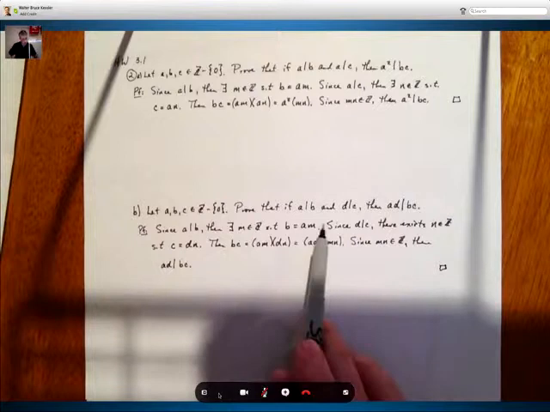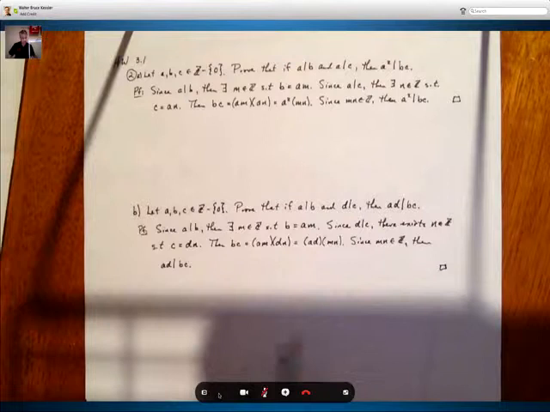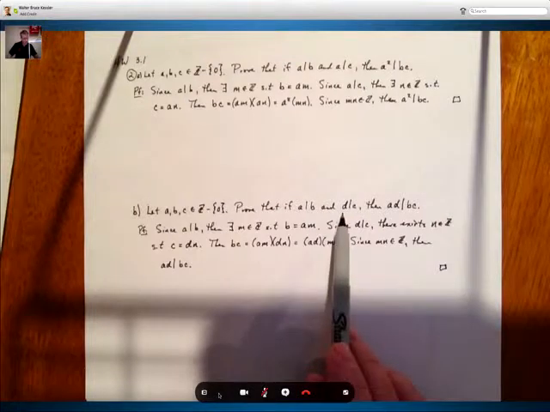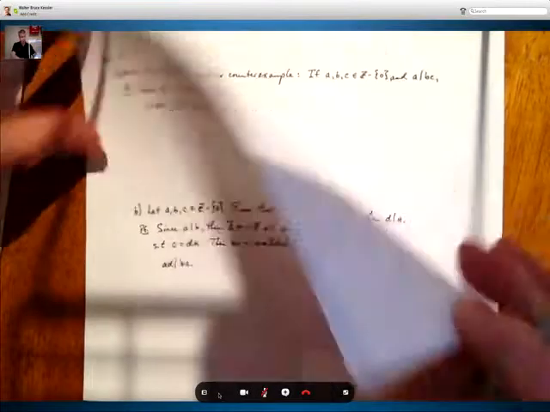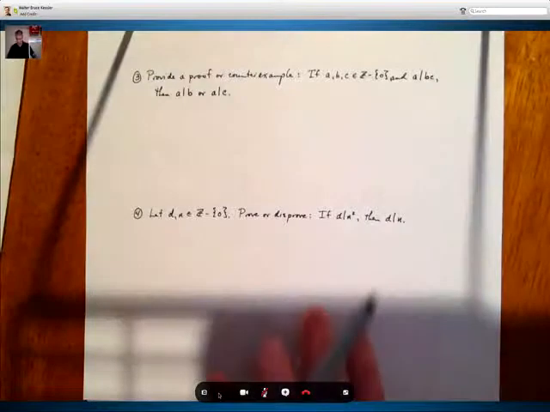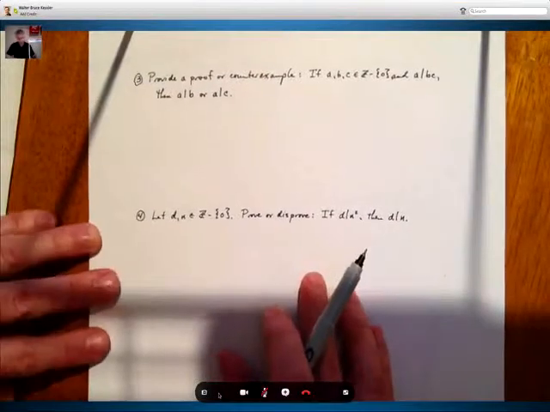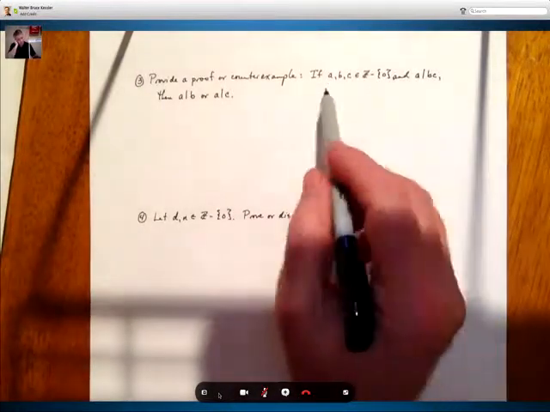Actually, if you think about it, if we had this proof in place first, I could have proved this one using this one, right? Let d be a. I got it. That's it. It's done. So, okay. There's the first couple parts of 2, and I think 2 just had those 2 parts, so we're good there. 3 says provide a proof or counterexample.